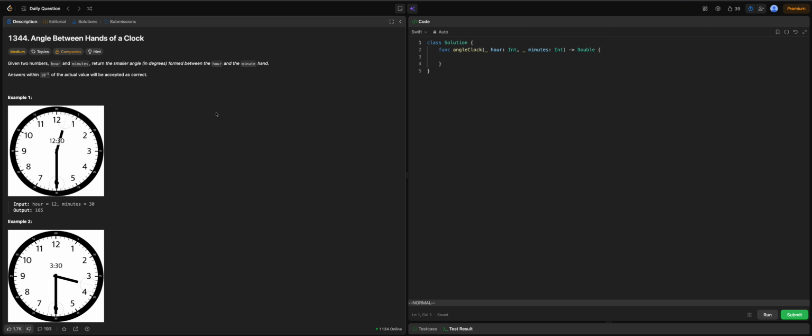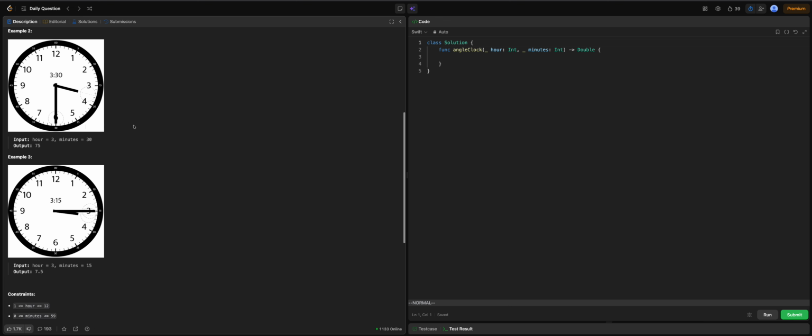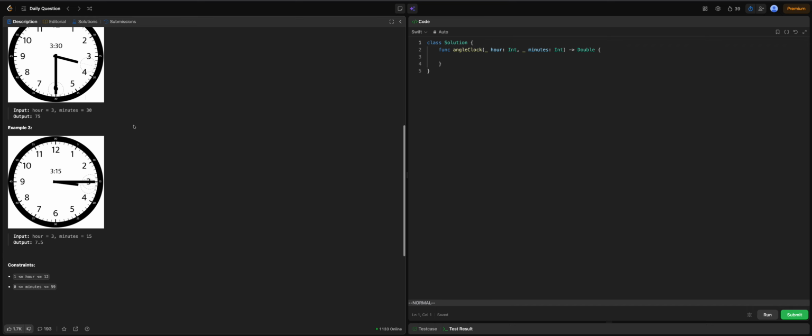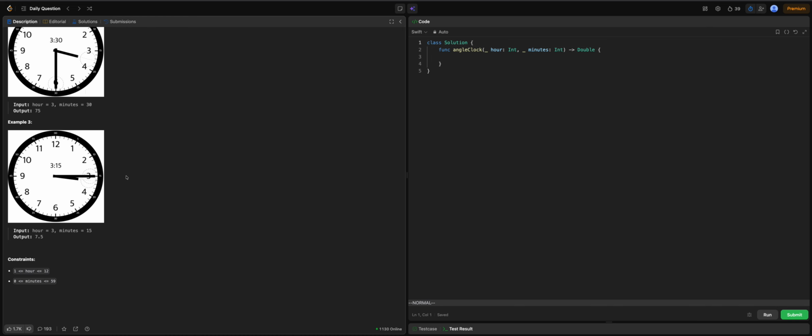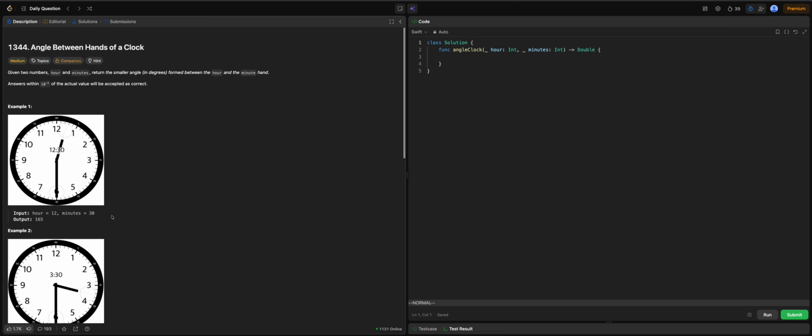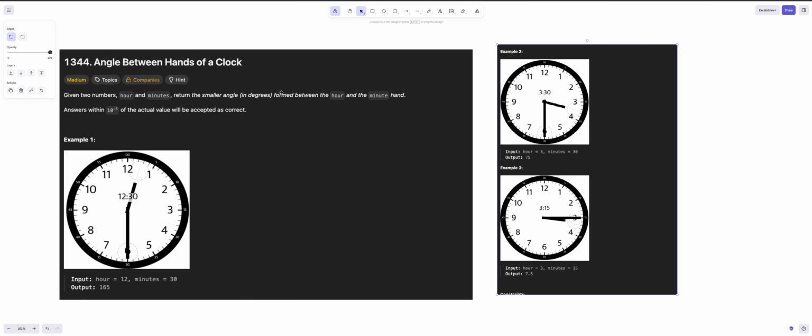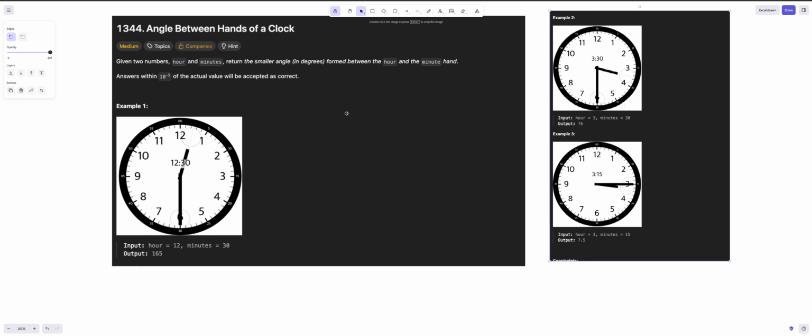Alright, given two numbers, hours and minutes, we have to return the smaller angle in degrees found between the hour and minute hand. We accept answers within 10 to the negative 5 of the accurate value as correct. So we check the constraints first. Hours will be 1 to 12, because we don't have 24 hours on analog clocks, and minutes will be 0 to 59 for sure.